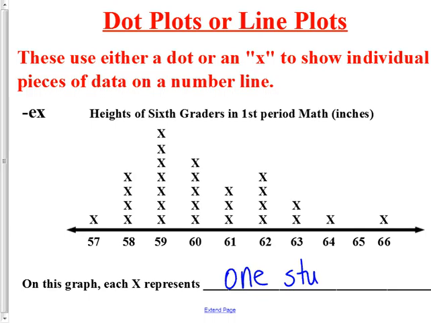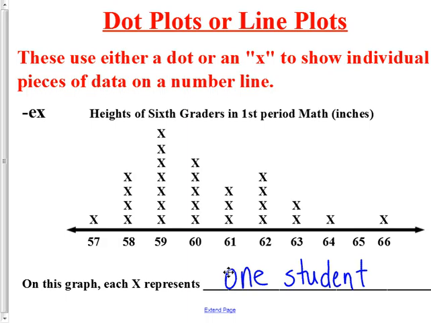And it is possible for it to stand for more than one student, but only if we had a key that told us that was the case. For example, if it said X equals 2 students, then we would know that each X was for 2 students. But since we don't have that, we can go ahead and assume that each X represents one student.